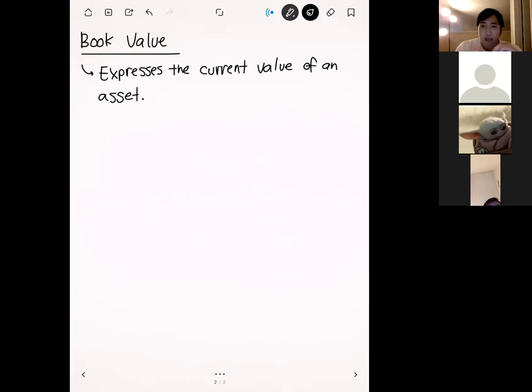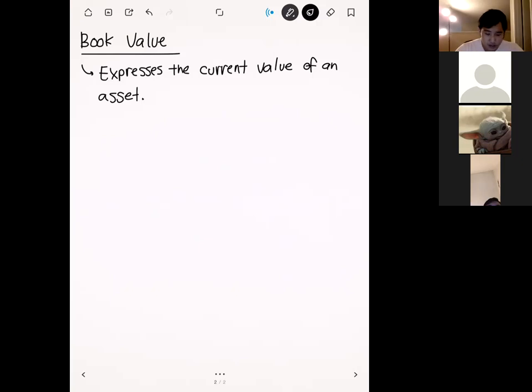So whether it be a heavy piece of equipment, or maybe it's an automobile, or maybe it's a plane, and then the value of that asset is going to go down with time, right? And so the current value of that asset is known, that's what we call the book value.